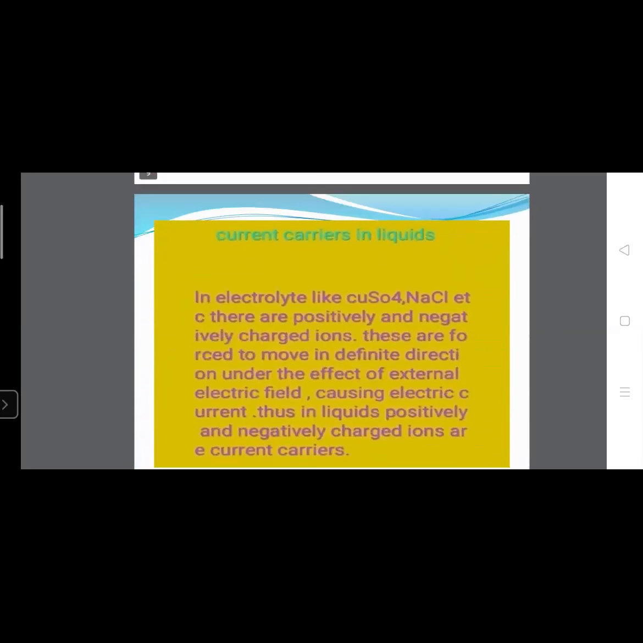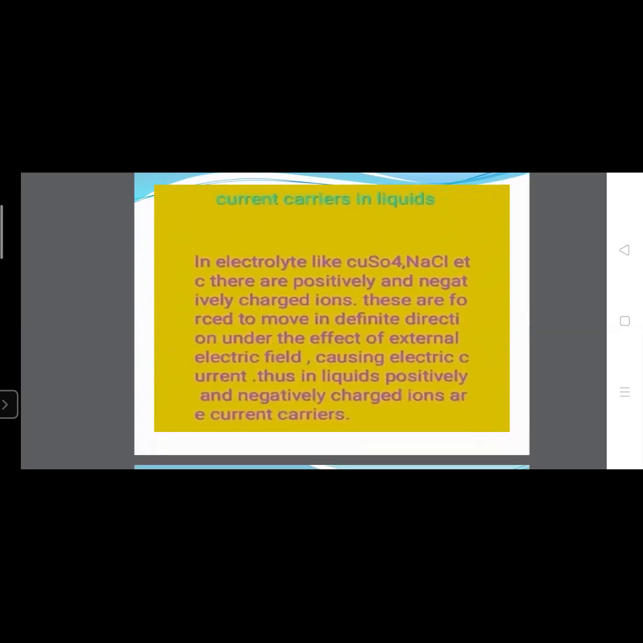Now, current carriers in liquids. In the case of a liquid conductor like an electrolytic solution, such as copper sulfate, NaCl, etc., there are positive and negatively charged ions which can move on applying an electric field, causing electric current. So thus in liquids, positive and negatively charged ions are the current carriers.